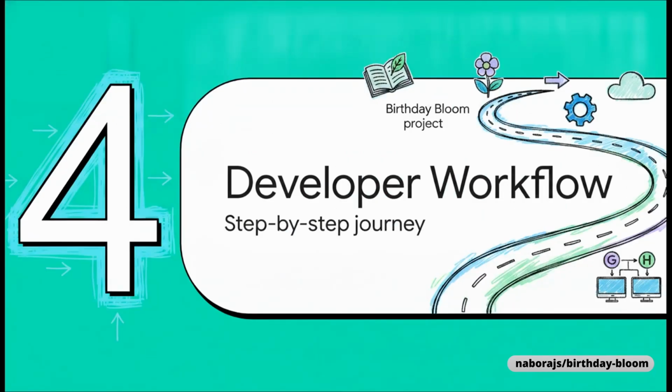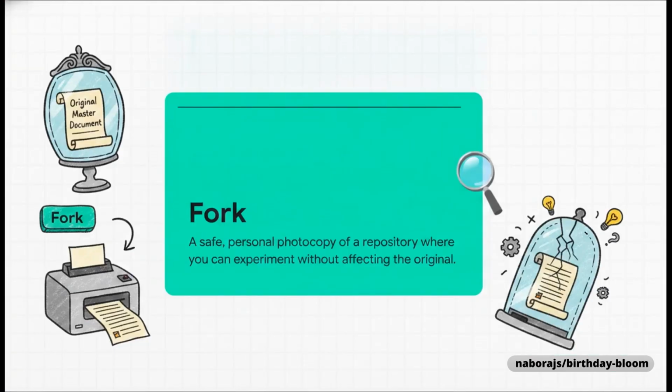All right, section 4, the developer workflow. Let's walk through this step-by-step journey. So the crucial point here is understanding this weird term, a fork. Imagine the main Birthday Bloom repository is an original master document kept safely behind glass. You can't just write on it.